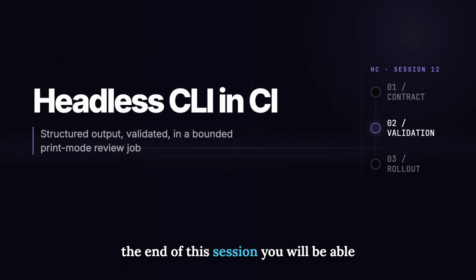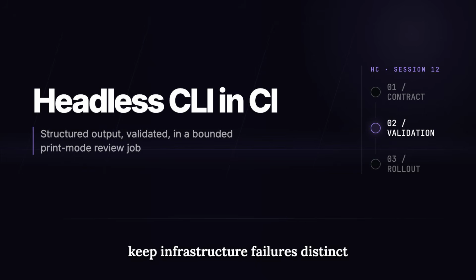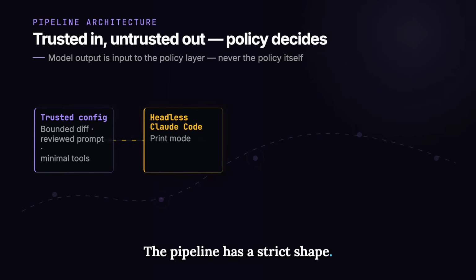By the end of this session, you will be able to turn an interactive task into a bounded print mode contract, validate structured output, keep infrastructure failures distinct from clean results, and roll out advisory checks before they ever block a merge. The pipeline has a strict shape.